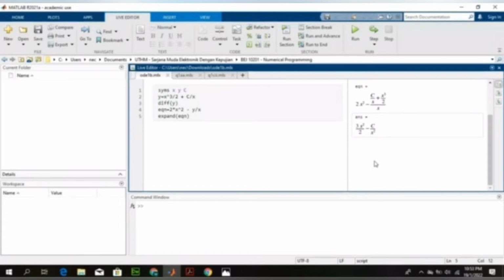The symbol is x, y, and c. So y equal to x power of 3 over 2 plus cx. So differentiate y, and the equation is 2x square minus y over x. So expand the equation, and the answer is 3x square over 2 minus c over x square. Alright, move to the next question.